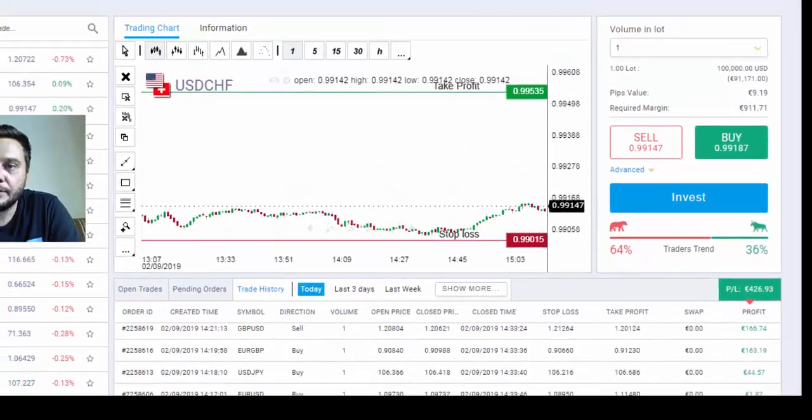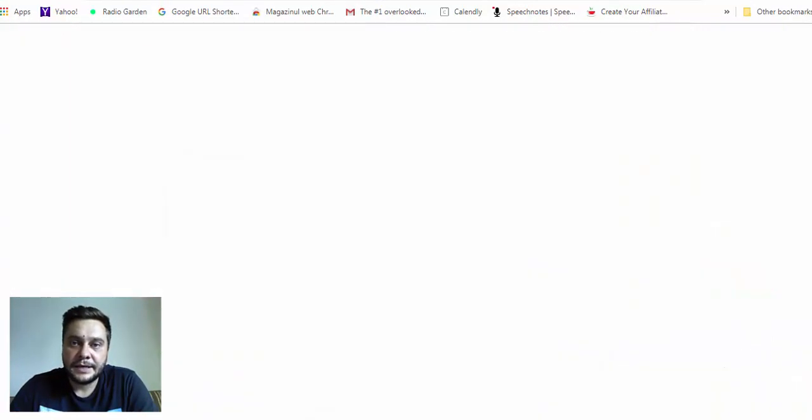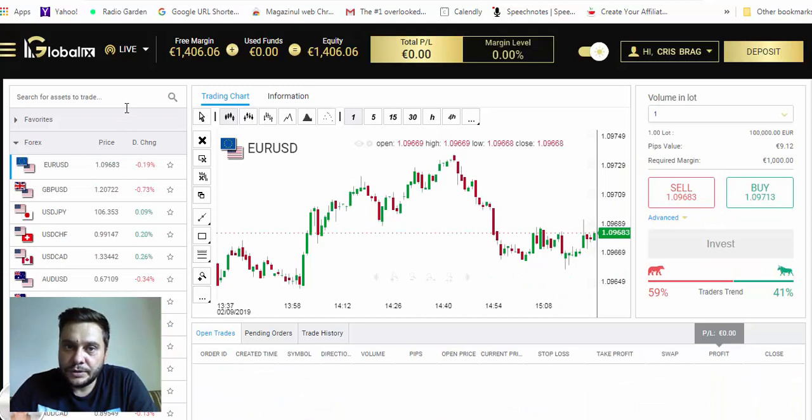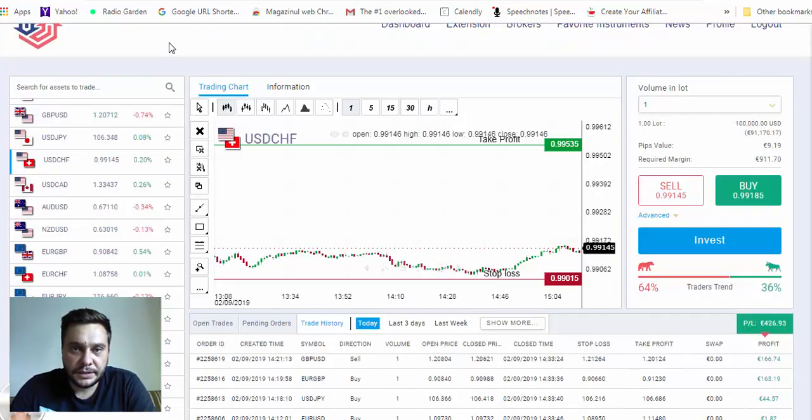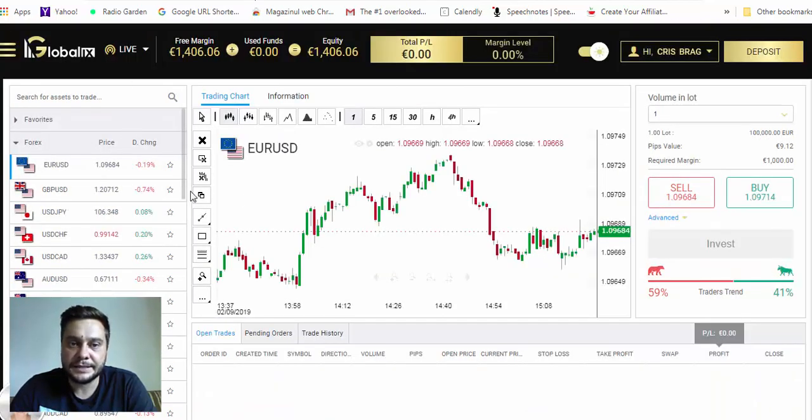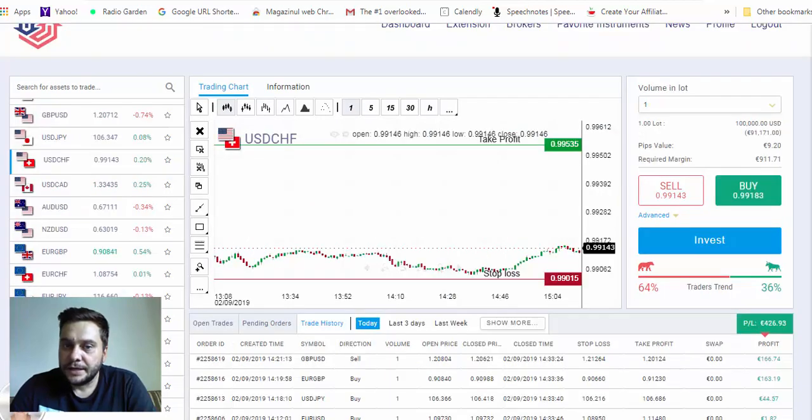So if I go to my GlobalX broker dashboard, you will see that my profit increased from last time it was 900, now it's 1,400 euros. So what's in the FxCoinbot dashboard trading software is reflected in my GlobalX broker account.